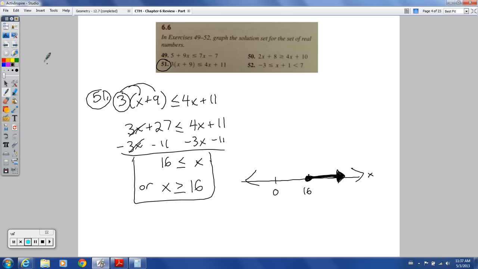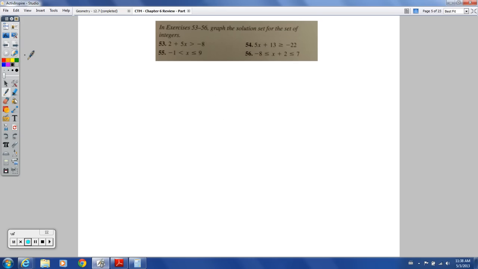Alright, so these other ones, you can try those. Check those out in the back if you want, but make sure you know how to do each one of those types. Here, 54, graph the solution set for the set of integers.